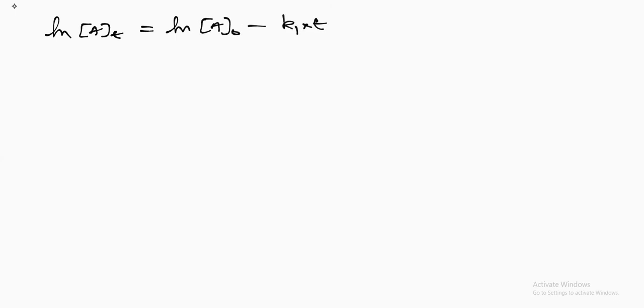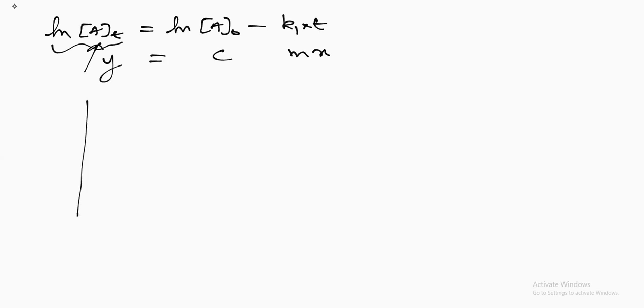Students, observe carefully. Now I am not having just A concentration, I am not having just A_t, I am having logarithm of A_t. Ln A_t is there. If I plot, see this equation, this equation looks like a straight line equation, y is equal to mx plus c. This equation is similar to the equation of the straight line.